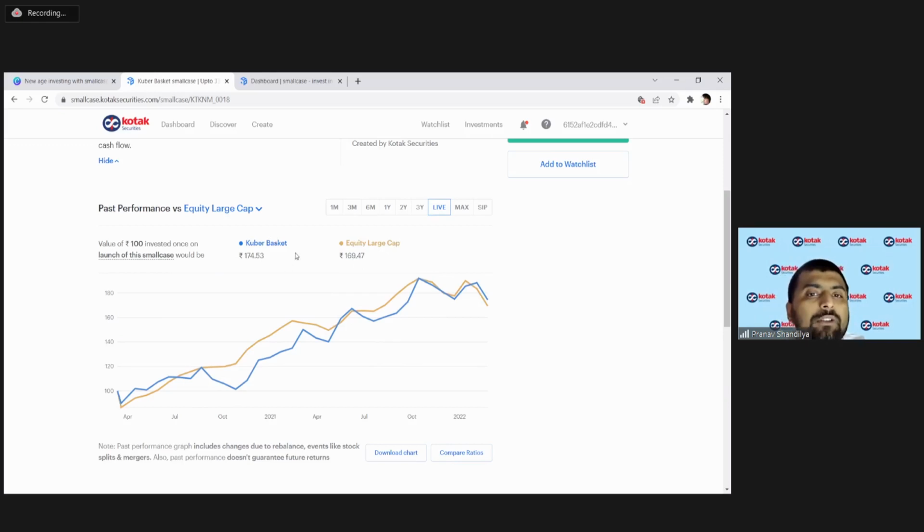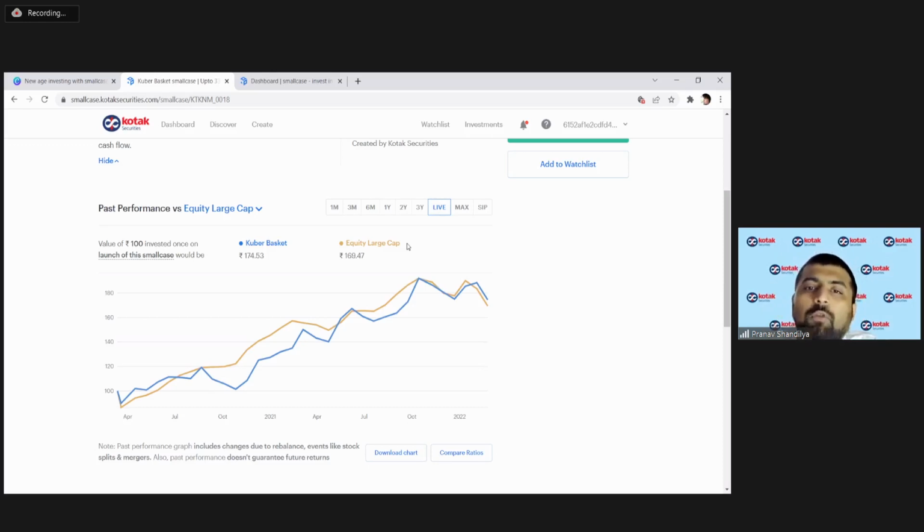It really depends on the composition of this particular portfolio. If the Kuber basket is made up of a lot of small cap stocks, the system will intelligently choose equity small cap to compare it with. If the Kuber basket is made up of large cap stocks, the system will calculate it and make sure that the comparison is happening with the equity large cap index. So the system is that intelligent to decide which index to compare against.